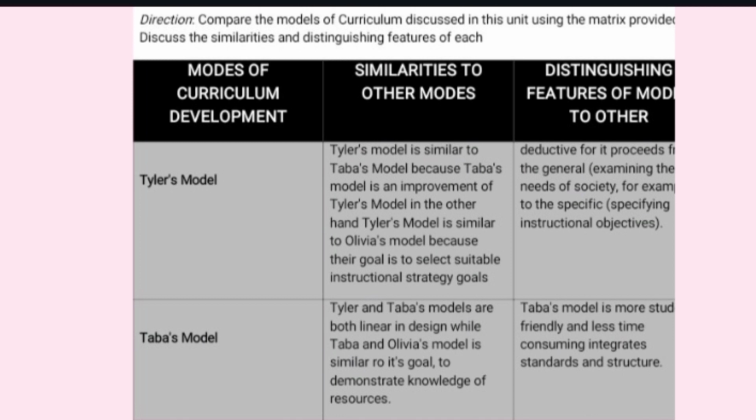Next, we have Taba's model. Tyler's and Taba's models are both linear in design, while Taba's and Olivia's models are similar in their goal to demonstrate knowledge of resources. Taba's model is more student-friendly and less time-consuming, and integrates standards and structure.